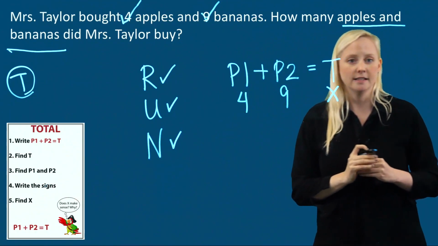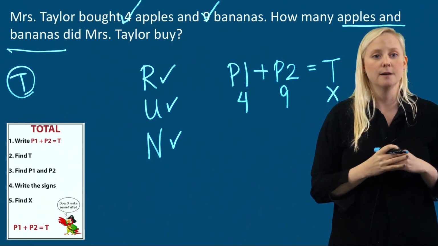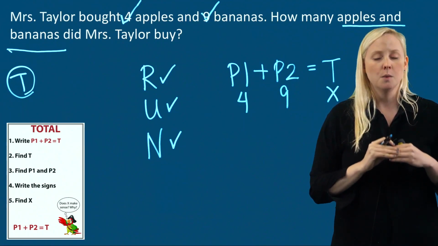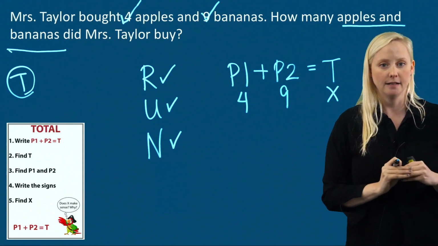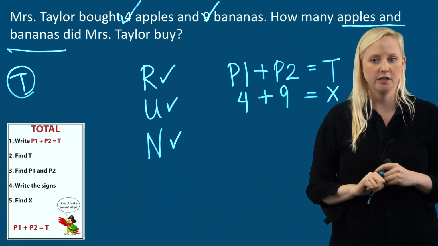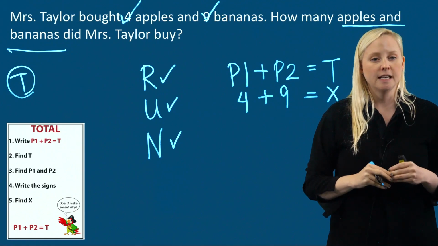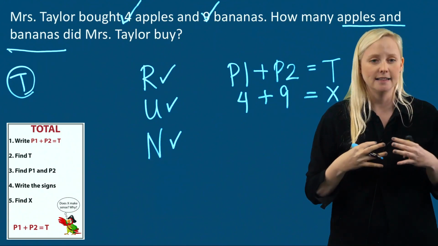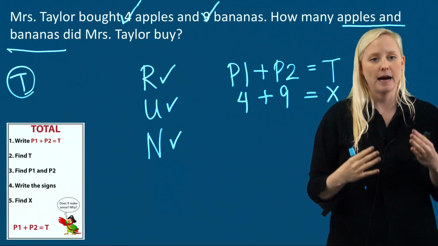Step 4 says write the signs. As we've discussed in a previous slide, all total problems use the same signs. We have an addition sign and a same as sign. I'm going to add those to my equation now. Step 5 says find x. We teach students to do something called isolate the x. That means to get the x by itself.